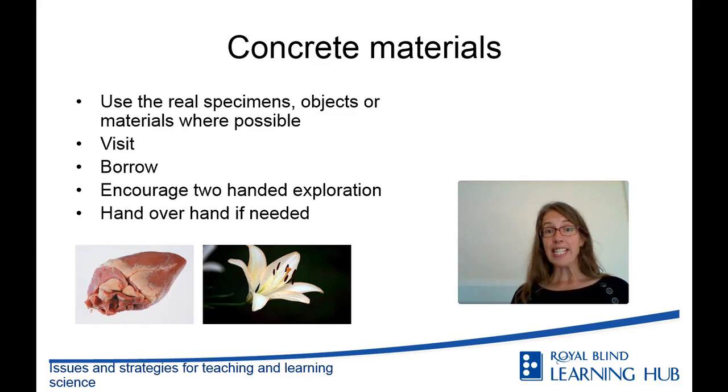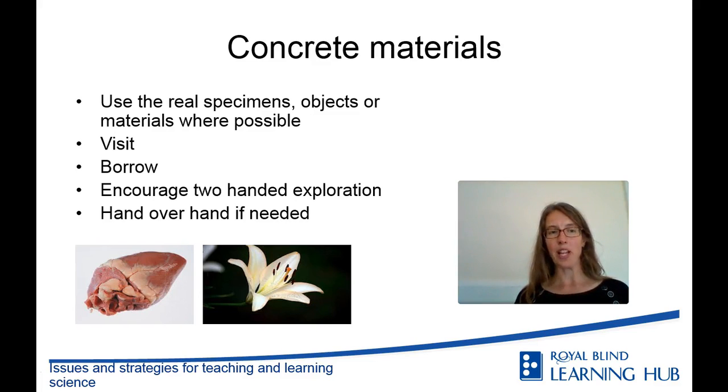So as I've already said, concrete materials are really useful for addressing some of the difficulties with concept development. And wherever possible, it's really important we try and get the real specimen, the real object or material there in the classroom for the visually impaired young person to explore. So on the slide here, you can see if I'm teaching about flowers, I want to have a real flower, and something like a lily is a really good big flower to pull apart and explore all the detail within the flower.